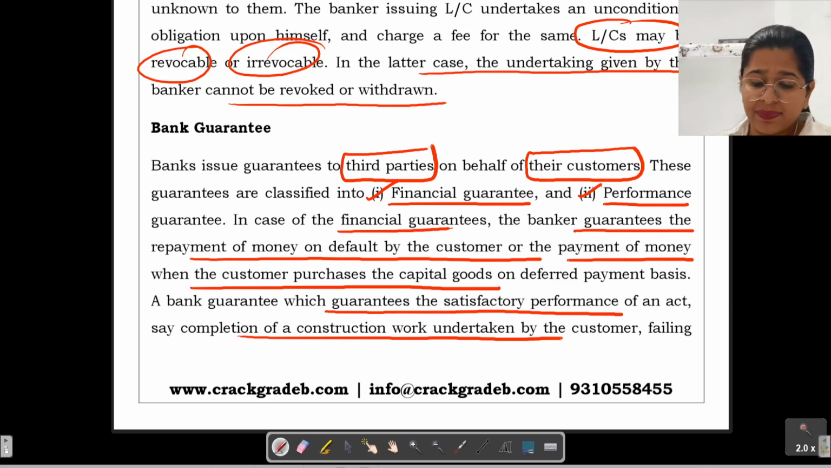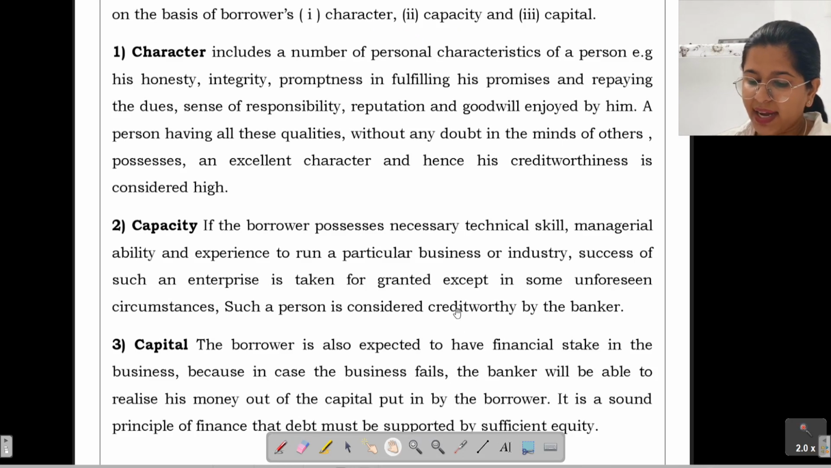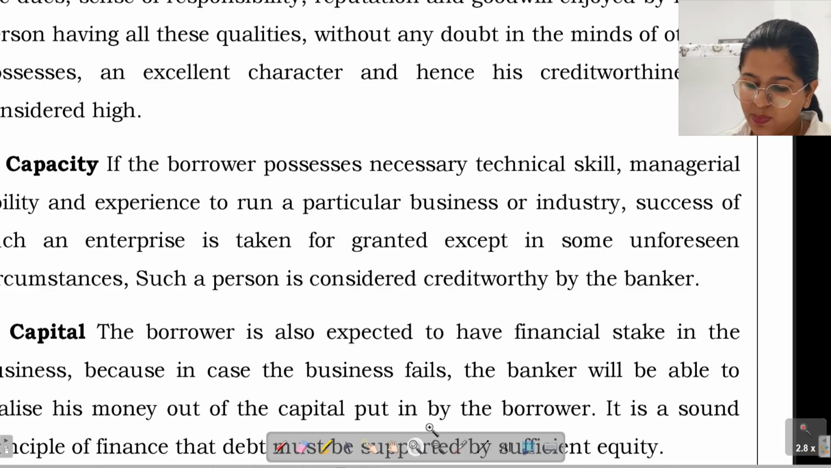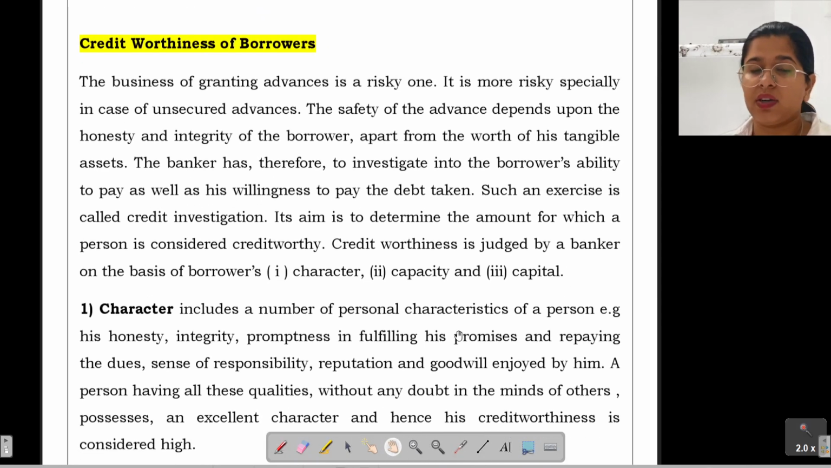So basically, in the financial guarantee, what you are promising is if the other person is not able to make the payment, we are going to make it, right? And in the performance guarantee, the bank is promising a quality performance of the act, right? Now, I would like to end today's class with this particular topic so that in the next session we can discuss about the borrowers more.